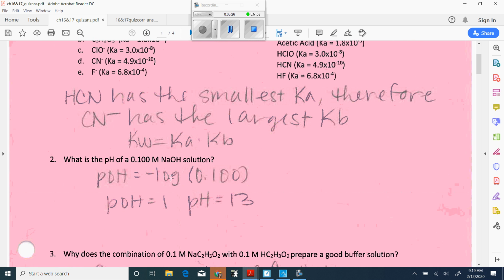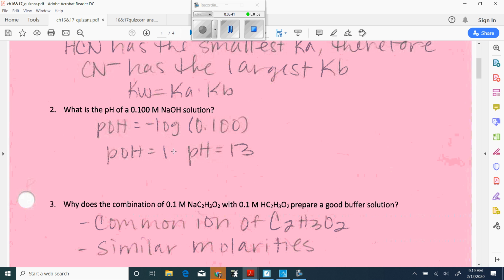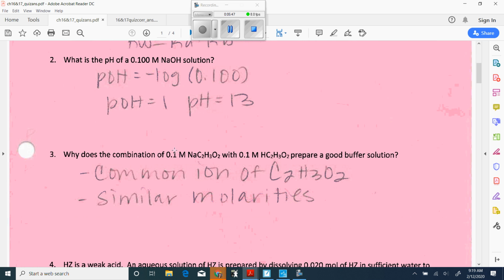Number 2, that is a strong base. A strong base completely dissociates. That means that if NaOH is 0.1, the OH is also 0.1, because they split evenly. It's like if you have one cookie and you split it into 2, each person still gets half a cookie, one part. For number 3, you had to say both. They have a common ion, good, but they also have to be similar molarities in order for it to be a good buffer. That's so one doesn't run out and I can't make any more water. They've got to be about the same.